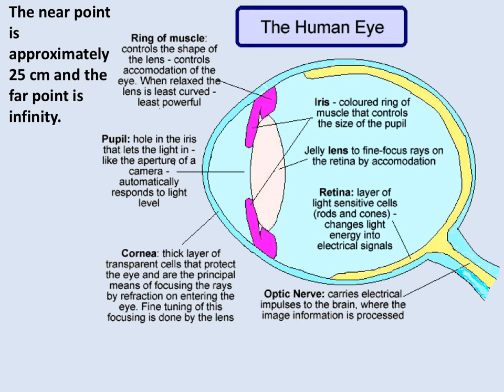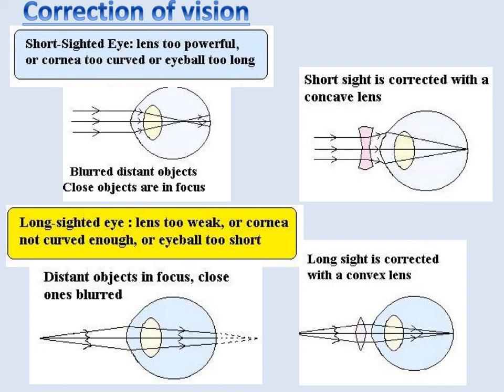So remember that the pupil's size will change depending on the brightness of the light, and the iris is the coloured ring around there that controls the size of the pupil. So we can now look at how we can correct vision using lenses.